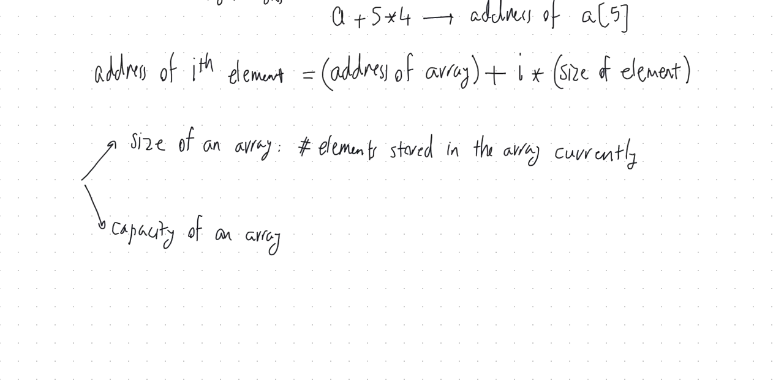Now, it could be that you create an array that is capable of holding, say, 100 integers, but you only store like 10 integers at the moment. So 10 is going to be the size, but 100 is going to be the capacity of the array. So the capacity is the maximum number of elements that can be stored in the array.